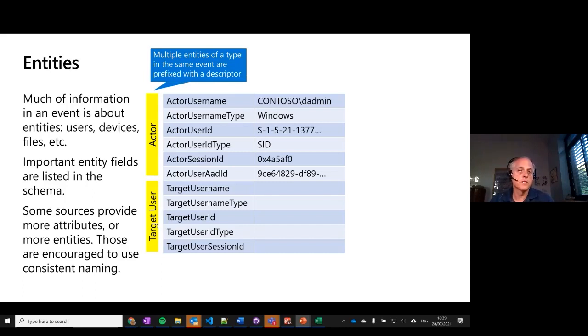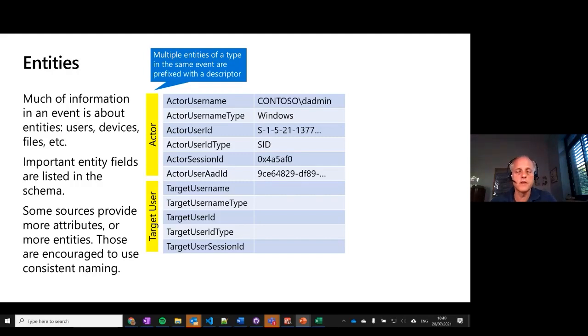First of all, one of the challenges is that there are multiple entities of the same type in each event. For example, most events include 2 users. So they have a prefix. Those prefixes, we try to make them intuitive. They are of course documented in the schema documentation.